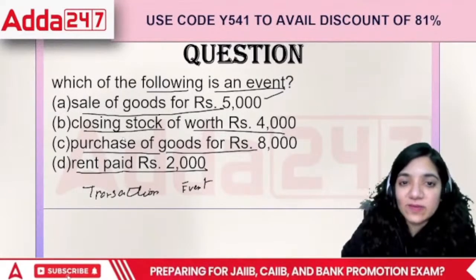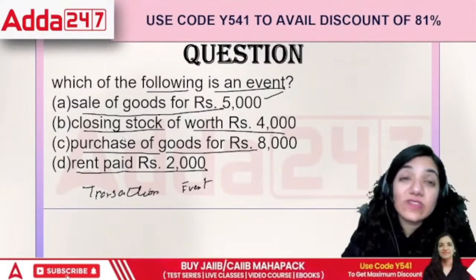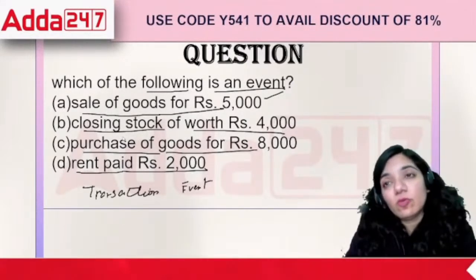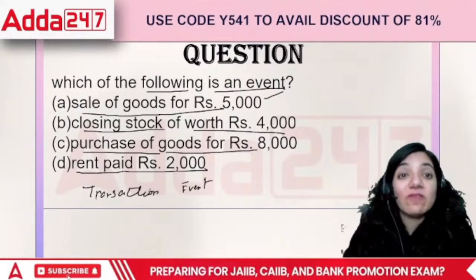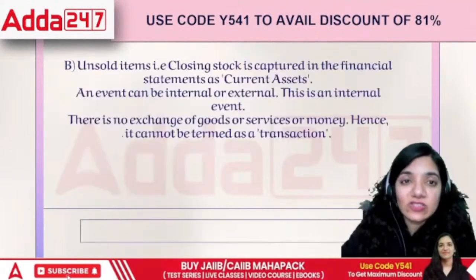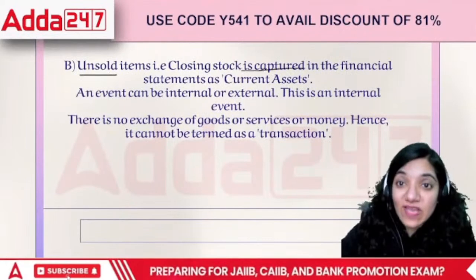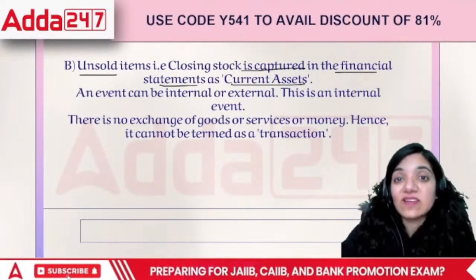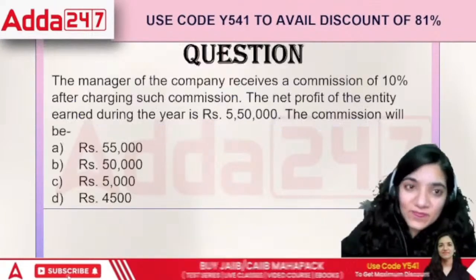What next happens there, right? When we talk about the closing stock, it is basically an effect. We purchased goods and among them we sold a few and the rest was still with us. When we have such scenarios, that is where we record it as the closing stock. The unsold items, the closing stock, is captured in the financial statements as current assets. An event can be internal or external.